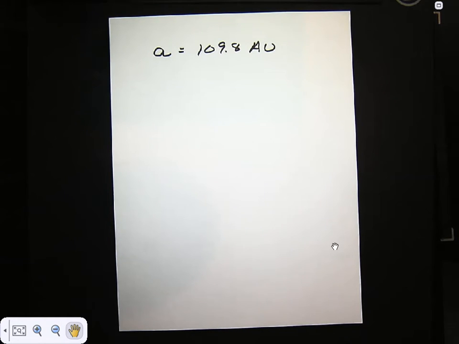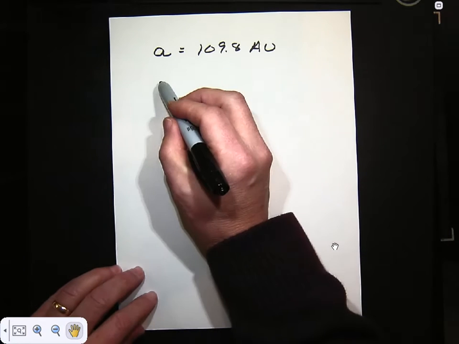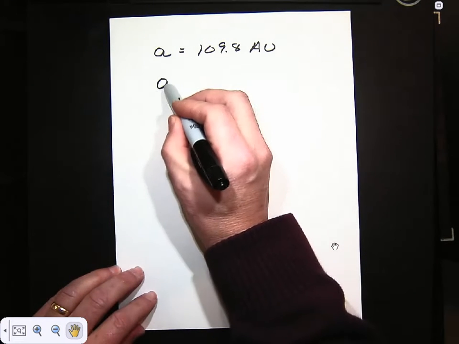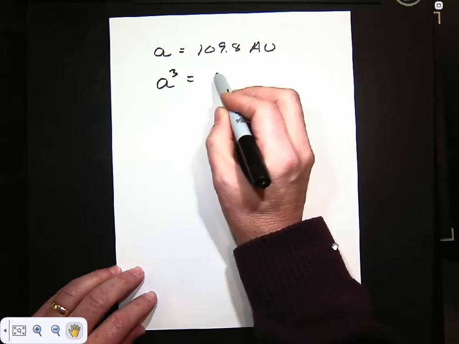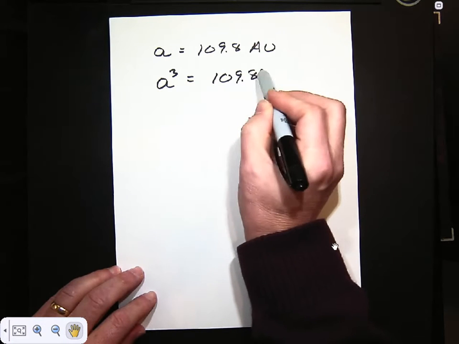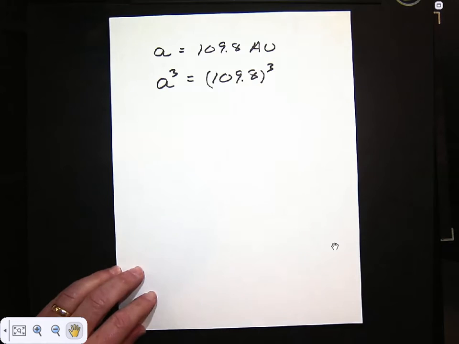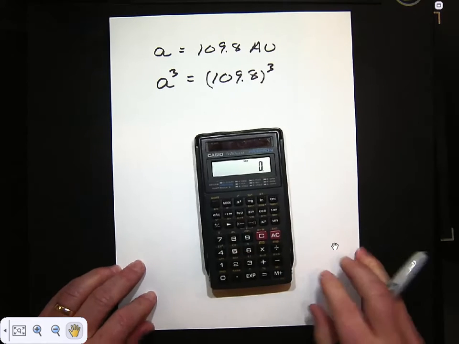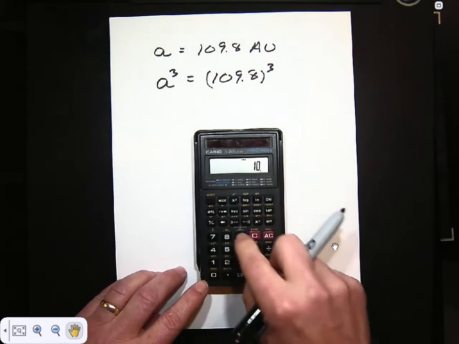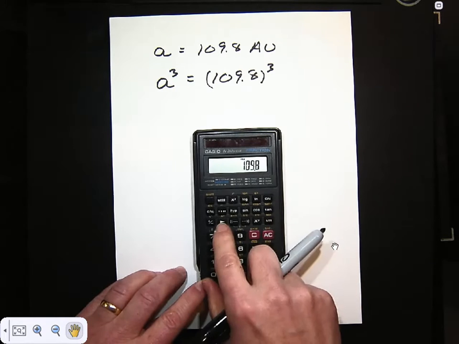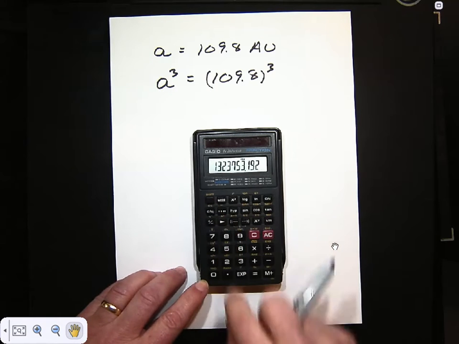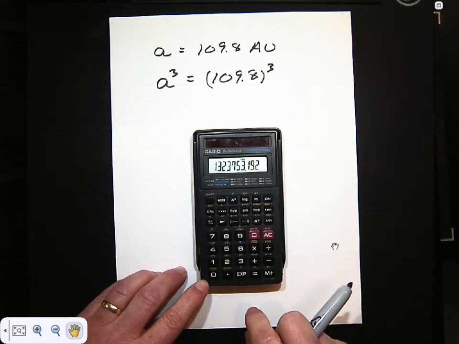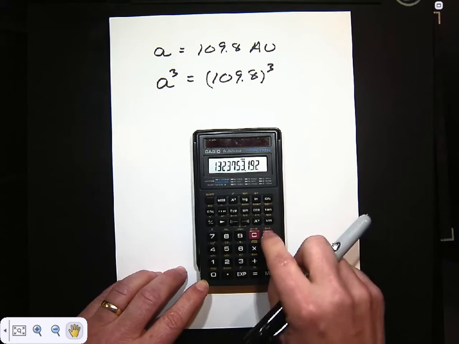So suppose we have something out at over 100 astronomical units away from the sun. How long does it take for that object to get around the sun one time? We want to use p squared equals a cubed. We're going to have to cube this value. Again, my calculator has a cube function as well as a cube root. If I put 109.8, cube function, I have to hit shift in the function. That's this very large number. I'm going to write it down in scientific notation.